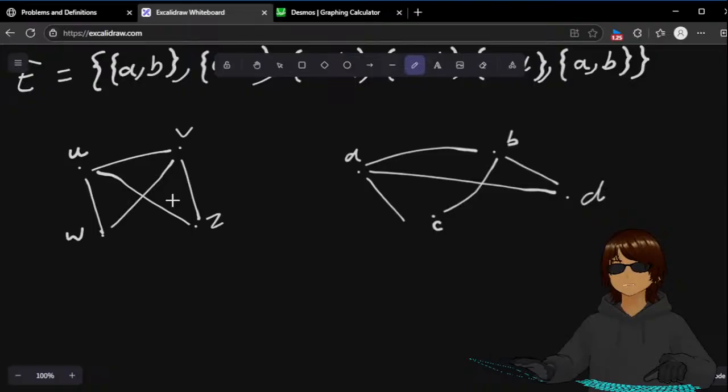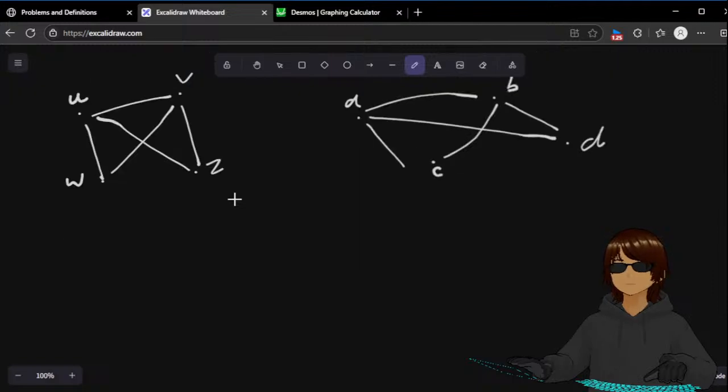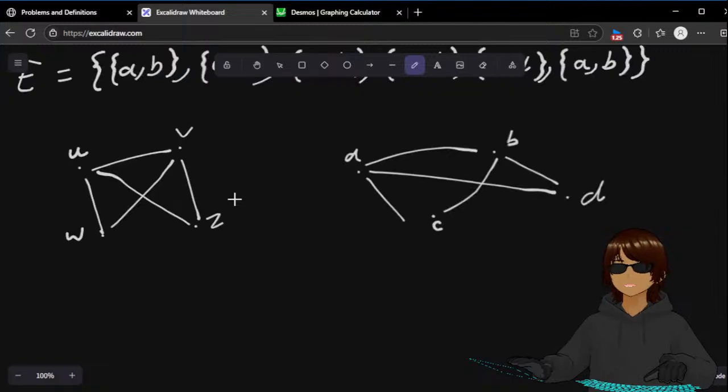That means if I have a one-to-one function that can assign these vertices to these vertices and get the same graph, then the graphs are isomorphic. In other words, they just look the same. That's how I understand it. Well, not exactly look the same, but you can make them look the same with the vertices and edges given.